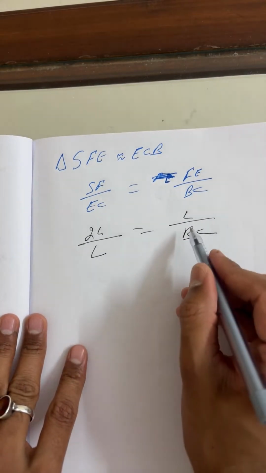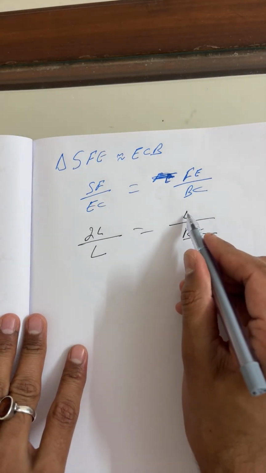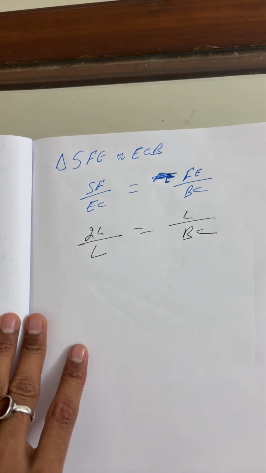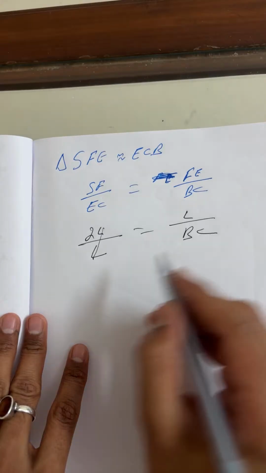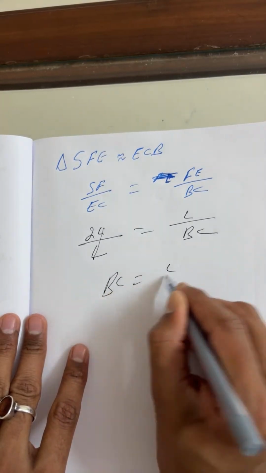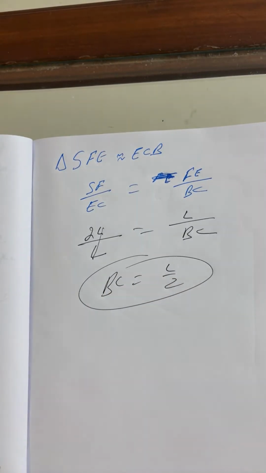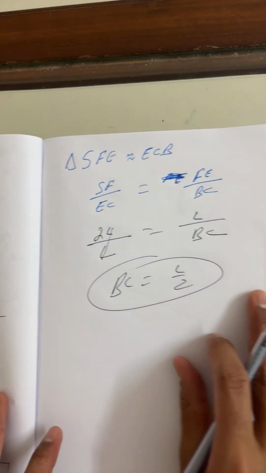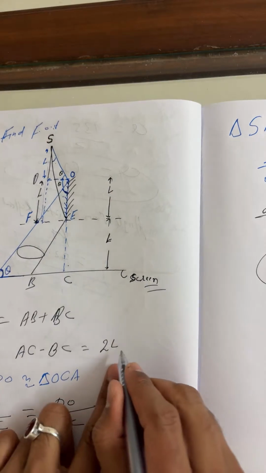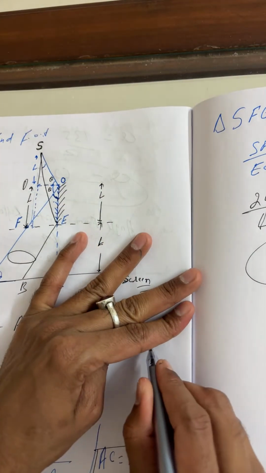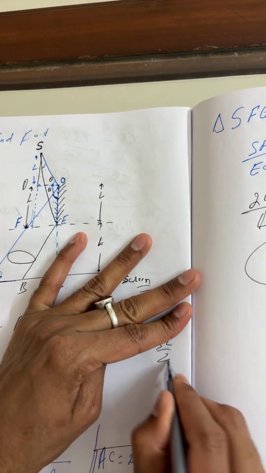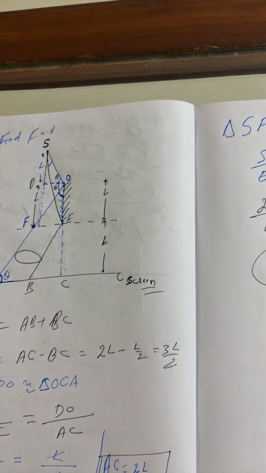BC is to find. So again, you can say BC equals L by 2. If BC is found here, so put the value over there: minus L by 2, plus 2L, so what answer can you write finally? 3L by 2. Yes.